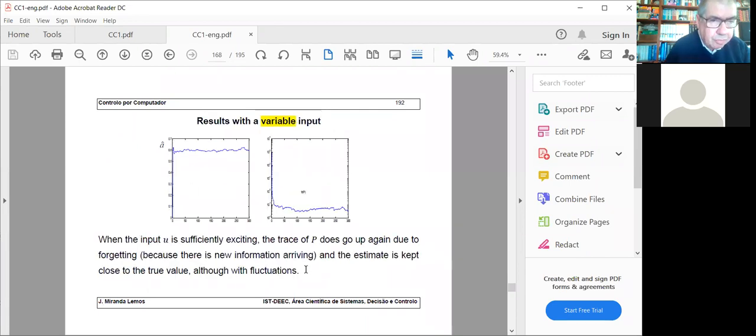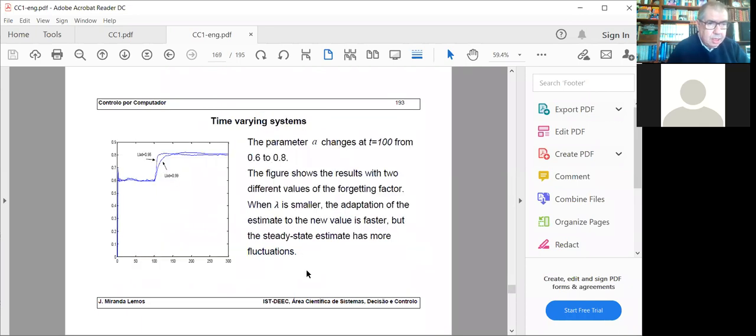Okay. Now, suppose the situation I mentioned in which you change the algorithm, and I change the true value of my parameter from 0.6 to 0.8. And I have here two estimates made with different values of lambda. You see, I have lambda equal to 0.99 and lambda equal to 0.95.